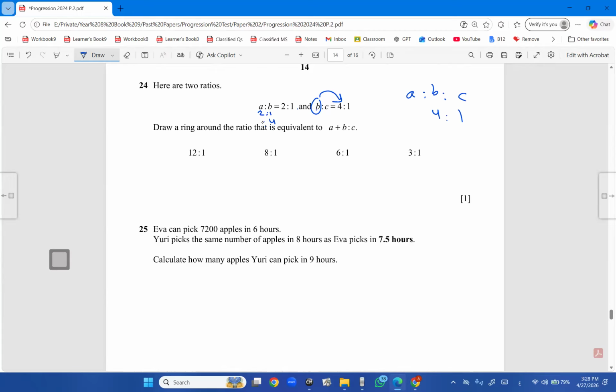So what is A going to be? We need to find A. You multiplied this by 4, and you multiplied this by 4. A is actually 8.